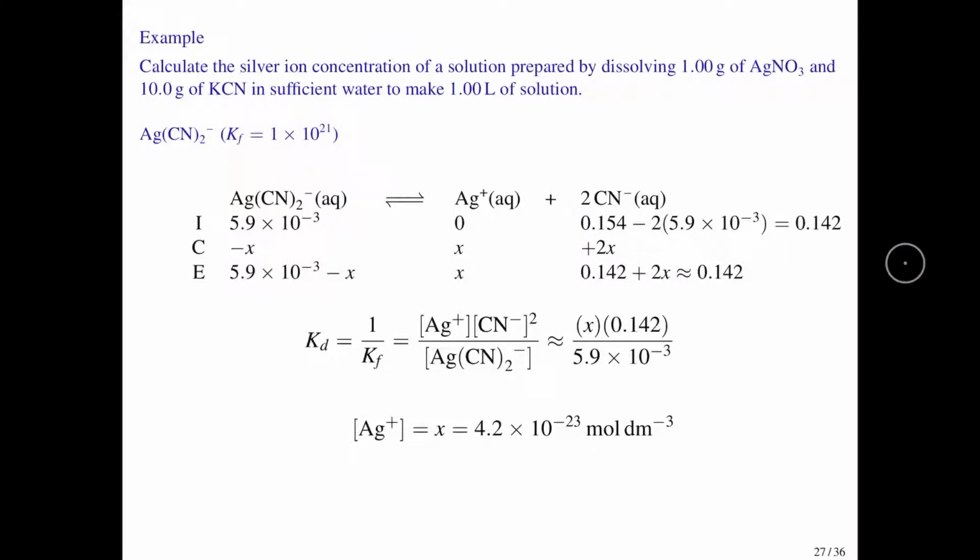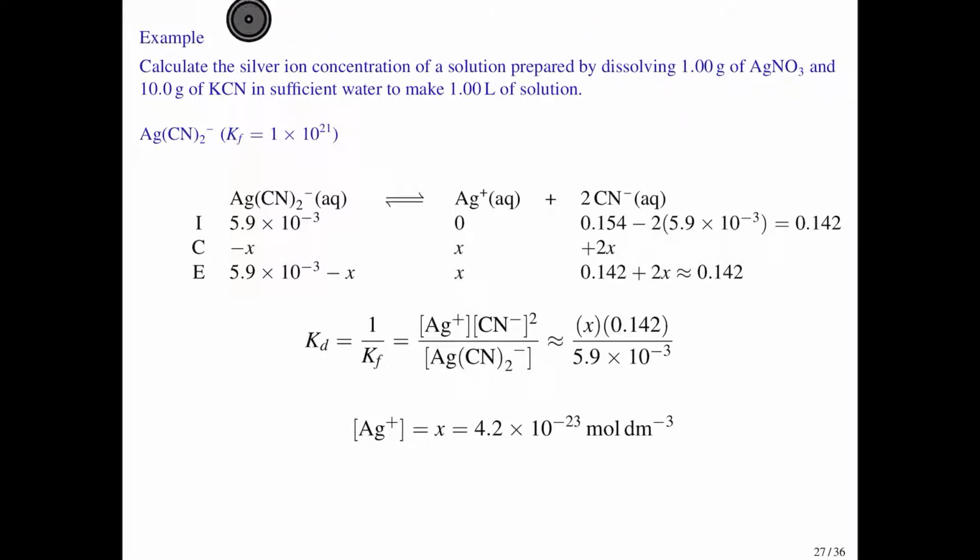In this problem, it's a different type of complex ion problem, and it's a bit more complicated. Here we have an amount of silver present in the solution. You can take this 1 gram of silver nitrate and convert that to moles of silver ion present, and then divide by the volume, and that's going to give you a concentration. So we know the concentration of silver that's available.